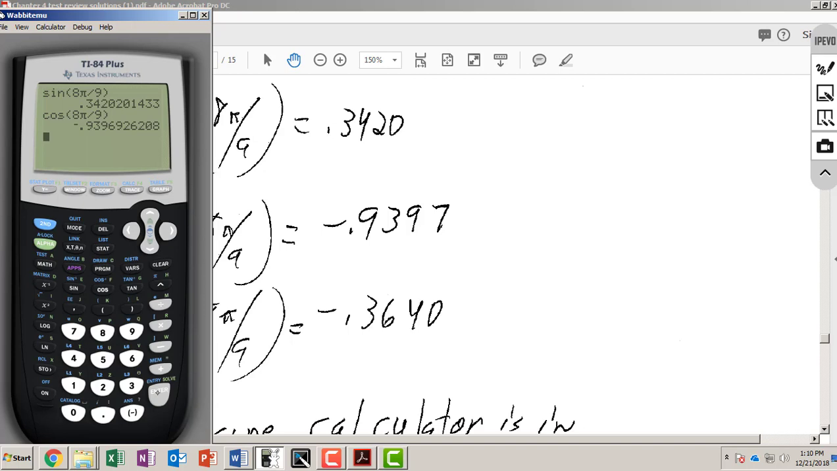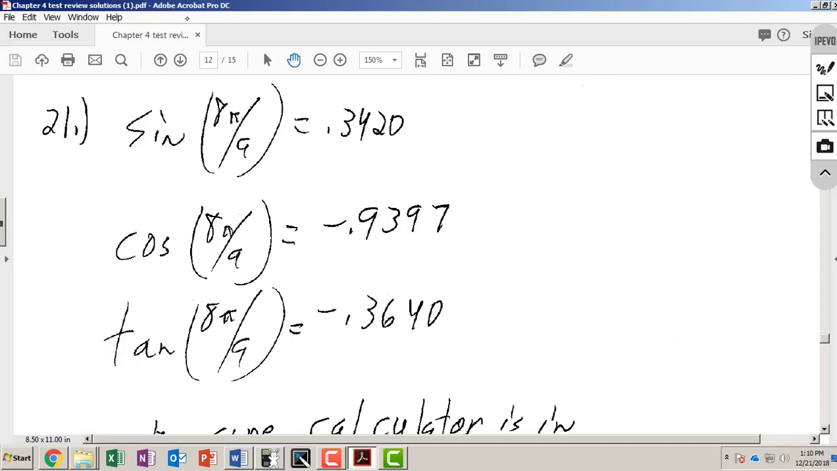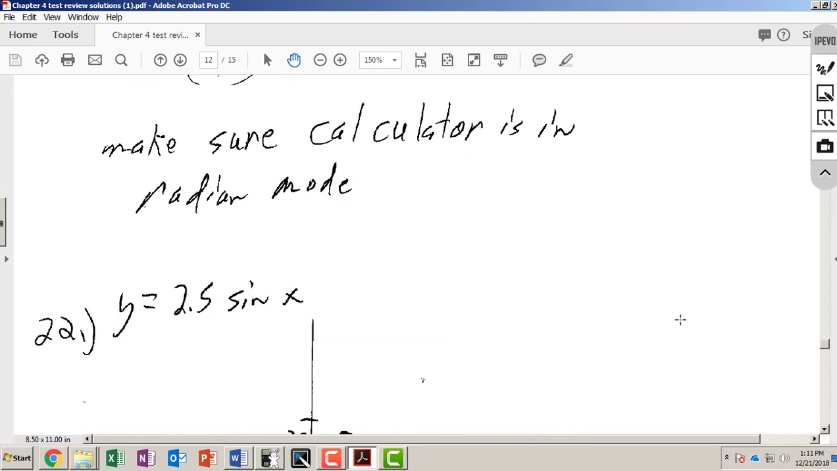And then also put in your calculator this last one. We've got the tangent of 8 pi divided by 9. And you'll get negative 0.3640, rounded off to four places. So number 21 is just using your calculator. Just type those in your calculator, and you'll come up with the correct answer. Just make sure you're in the correct mode.